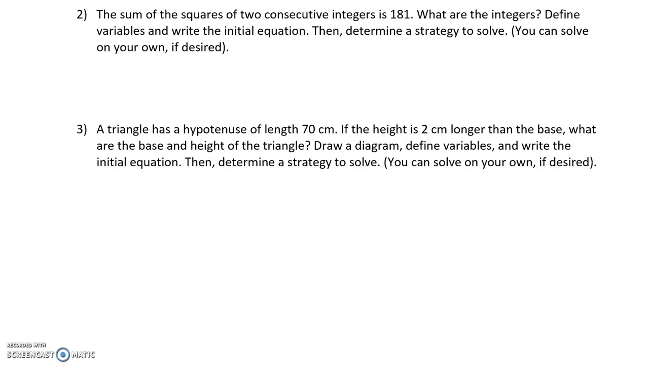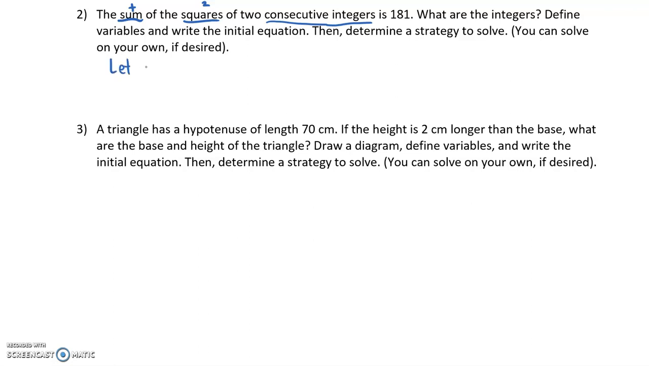Number 2 says the sum of the squares of two consecutive integers is 181. What are the integers? Okay, sum is plus, squares is squares of two consecutive integers. It doesn't say two consecutive odd integers or even integers. So they're 1, and then the next one is just 1 more than that, is 181. So the sum of the squares.